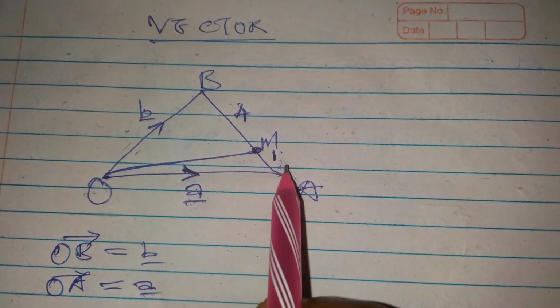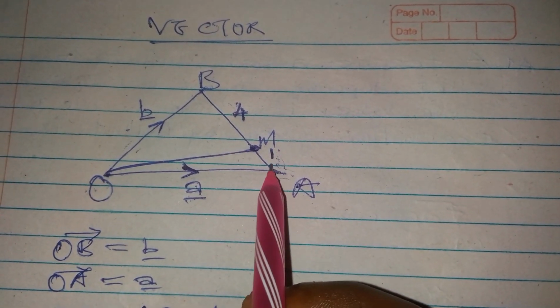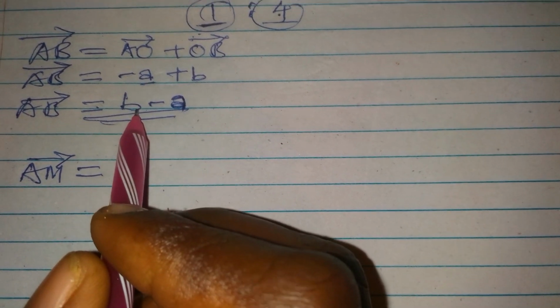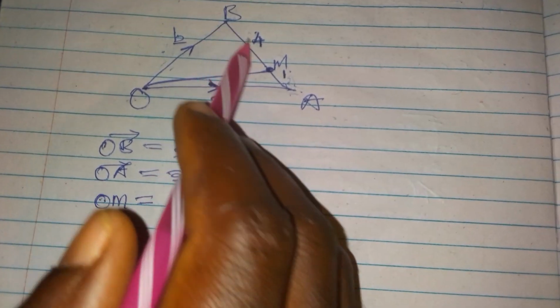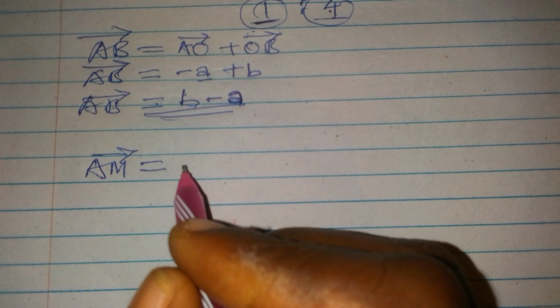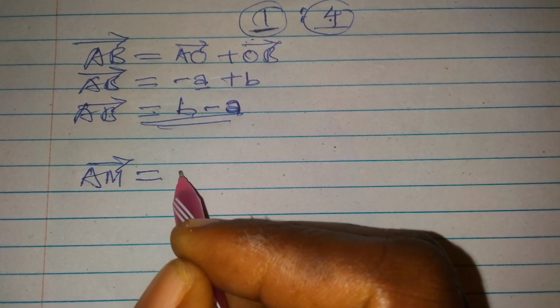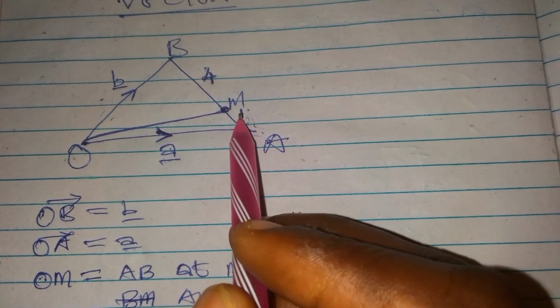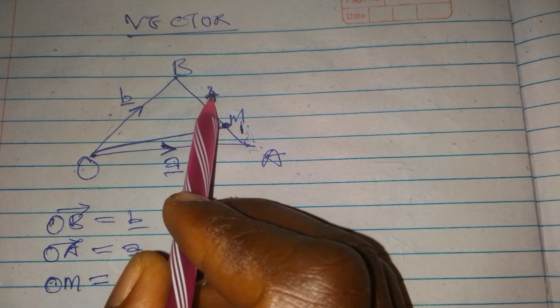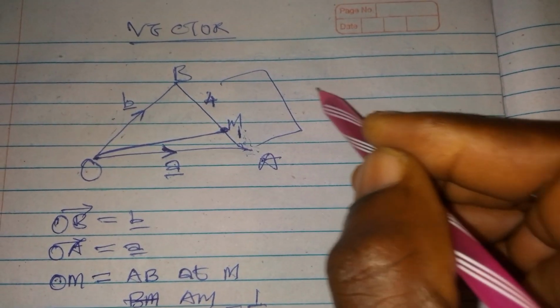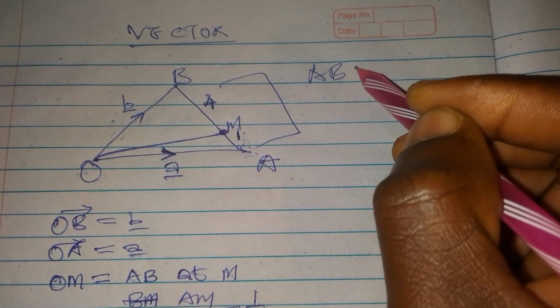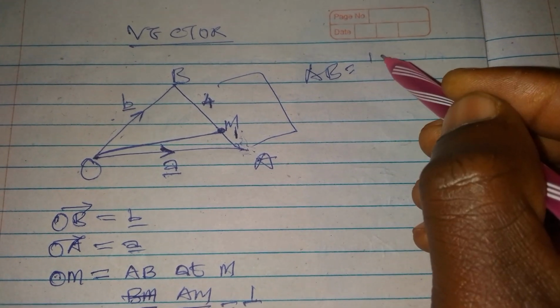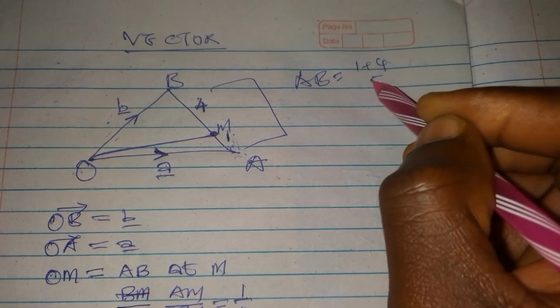I said this part has not been opened yet, but this time we've opened it because we found the vectors for AB. So we know that AB is B minus A. So if we want AM with the ratio that we are given, we can simply say AM is equal to what? We have a 1 here and a 4 there. So if we have a 1 and a 4, it means for AB the total is 1 plus 4, which is equal to 5.